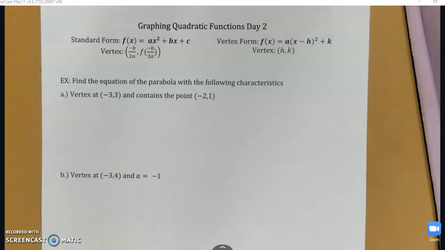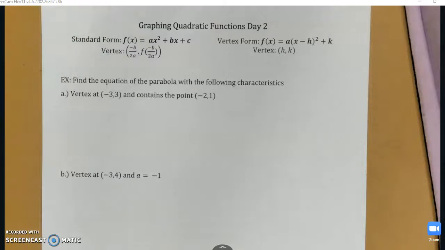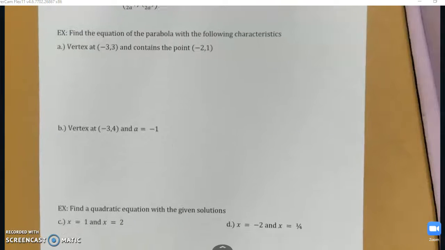Welcome back to day 2 of graphing quadratic functions. Again, we are looking at our two different forms for the equation of our parabolas. We have standard form and vertex form. So the first thing we're going to do is find the equation of the parabola given the following characteristics.